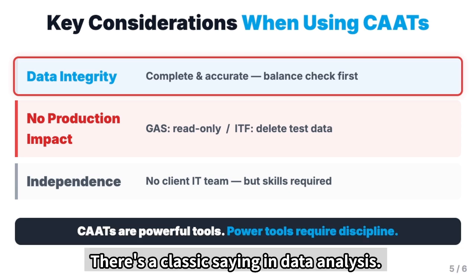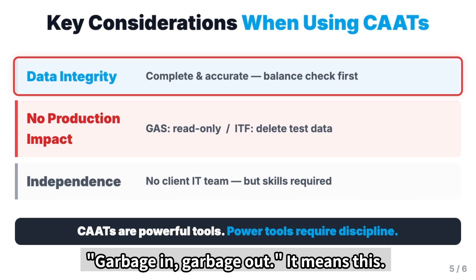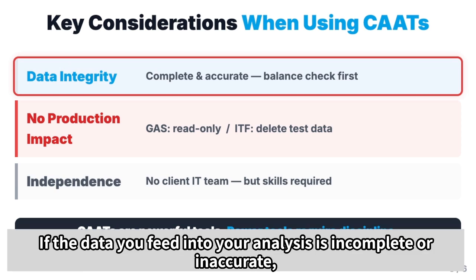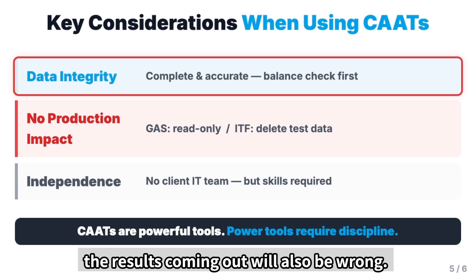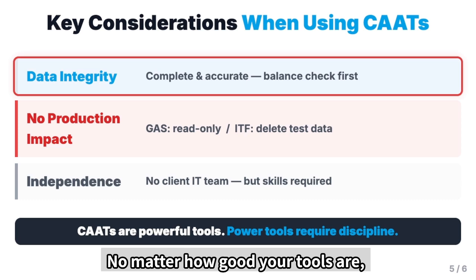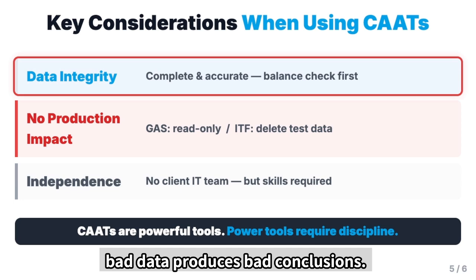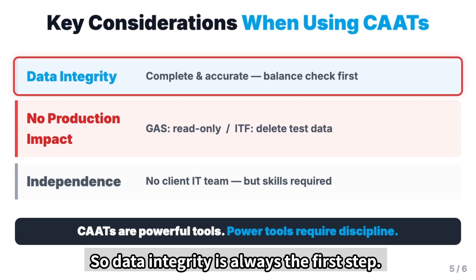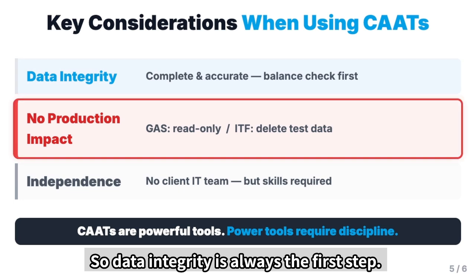There's a classic saying in data analysis: garbage in, garbage out. It means this: if the data you feed into your analysis is incomplete and inaccurate, the results coming out will also be wrong. No matter how good your tools are, bad data produces bad conclusions. So, data integrity is always the first step.